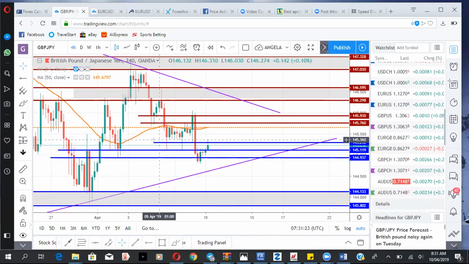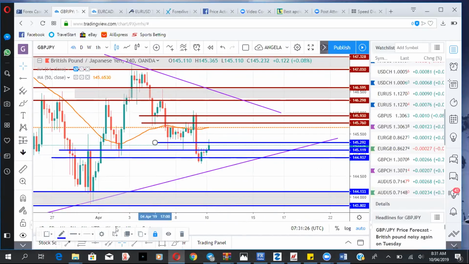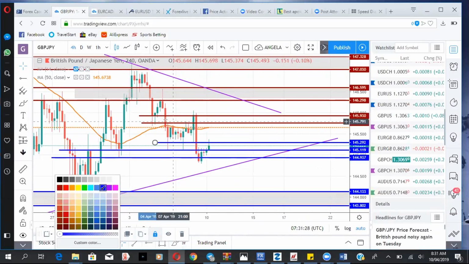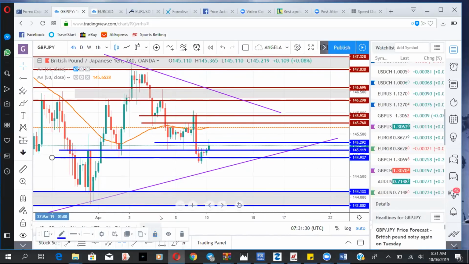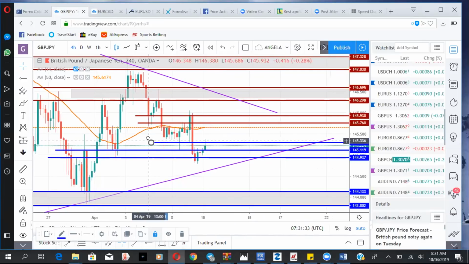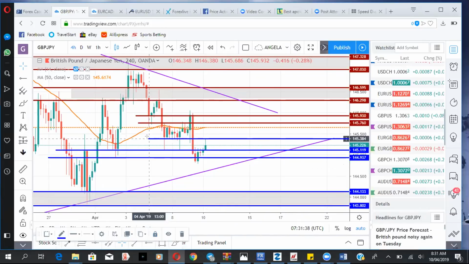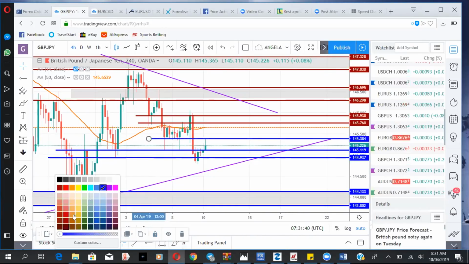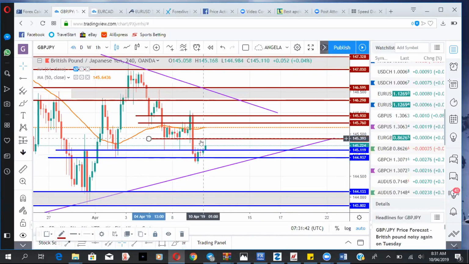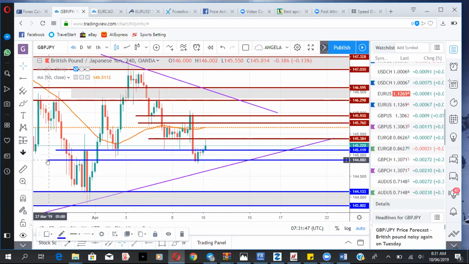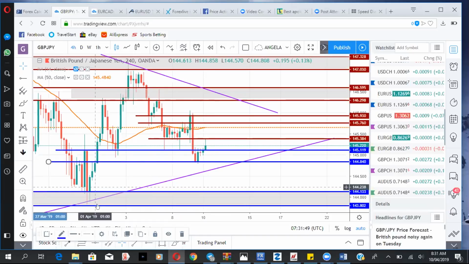So as we can see, this area on the GBP, let's make this. So this area now, this is where we have our resistance here. This previous area, as you can see, that's where price is having a bit of a challenge, and our new support comes in at this area here. This is our new area of support. So these are first resistance, these are first support, these are second support.